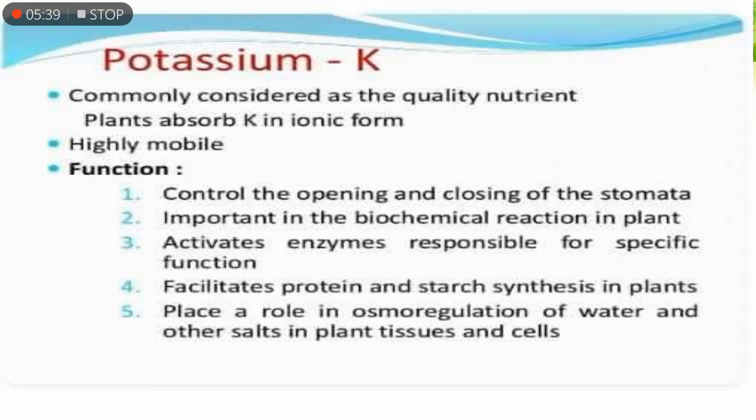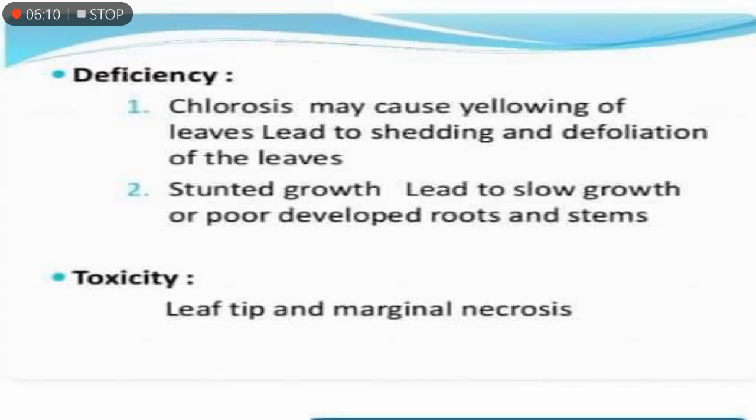Now the functions of potassium: if it is present in the soil, what will happen as a nutrient in the plant? It controls the opening and closing of the stomata, is important in the biochemical reactions in plant activities, acts as an enzyme activator responsible for specific functions, facilitates protein and starch synthesis in the plant, and plays a role in osmoregulation of water and other salts in the plant tissues and cells. These are all the functions of potassium.